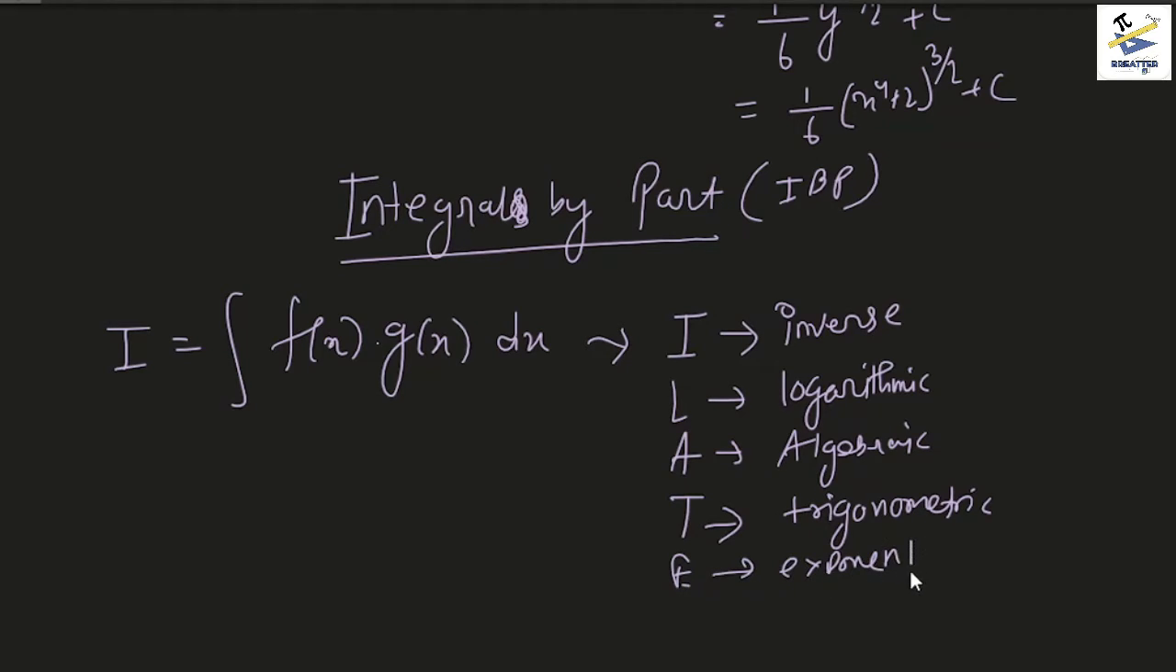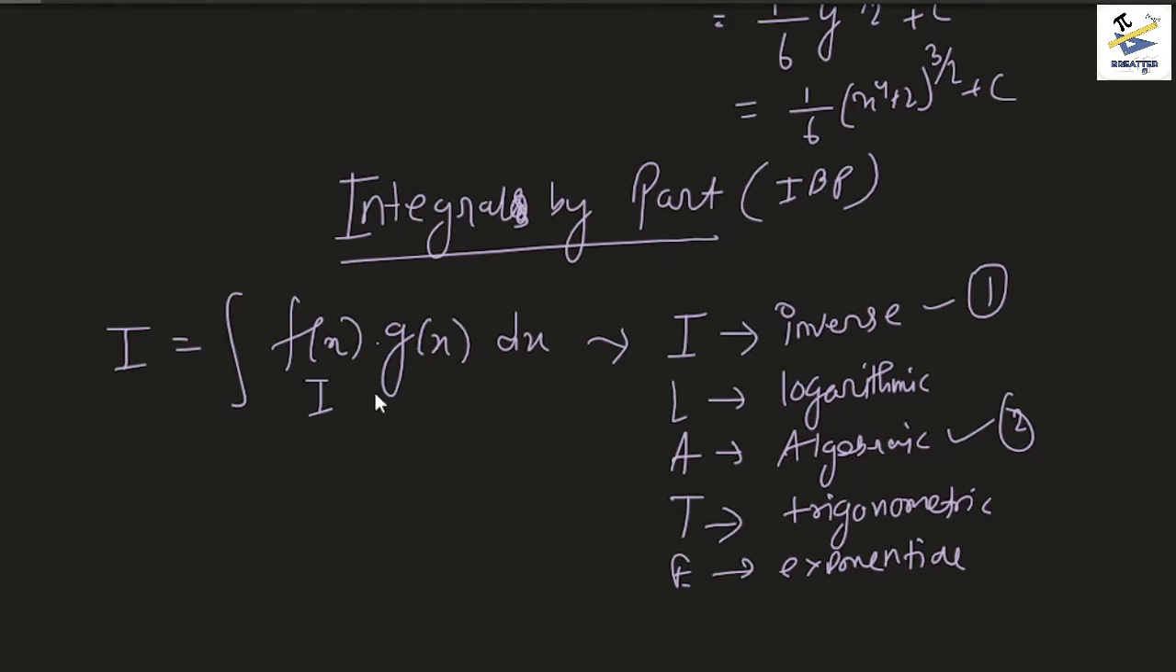So why is this order important? This order is to choose the function which is higher up the list. If there are two functions in multiplication form, one of them inverse and another algebraic, then you would have the inverse function as the first function and the algebraic as the second function. So if the function is higher up on the list, you would name it function 1 and the other one would be function 2.